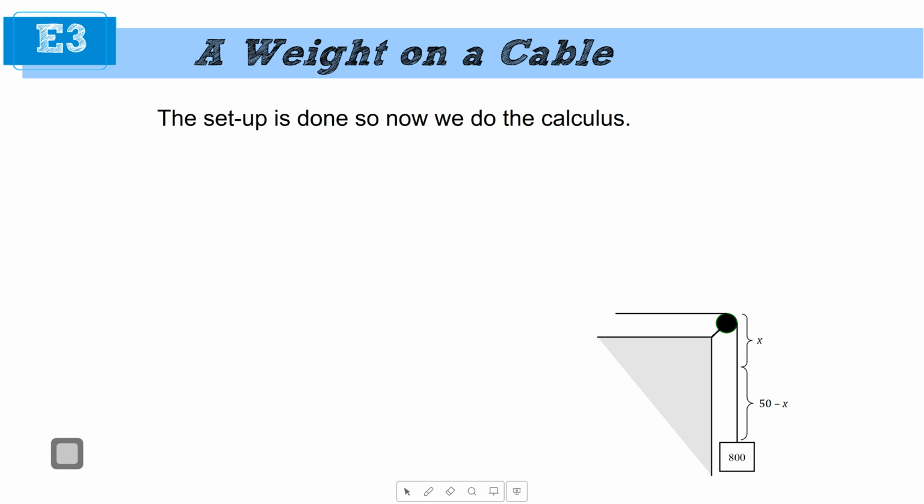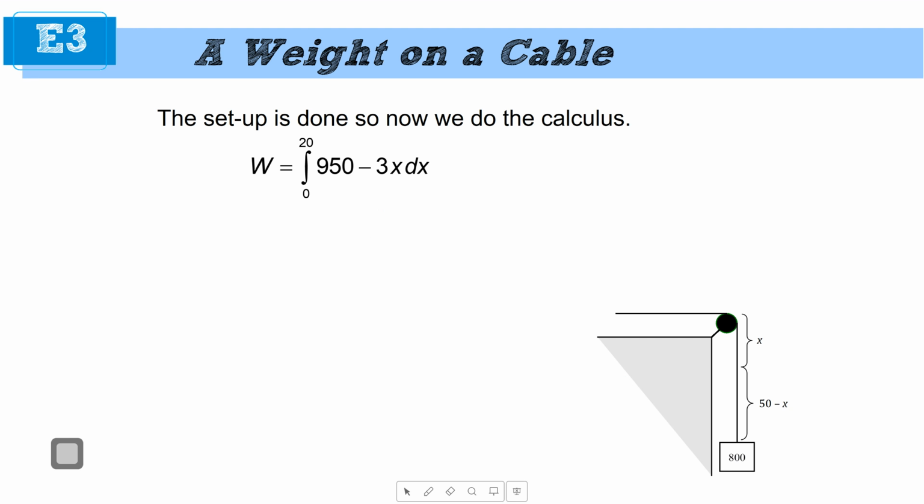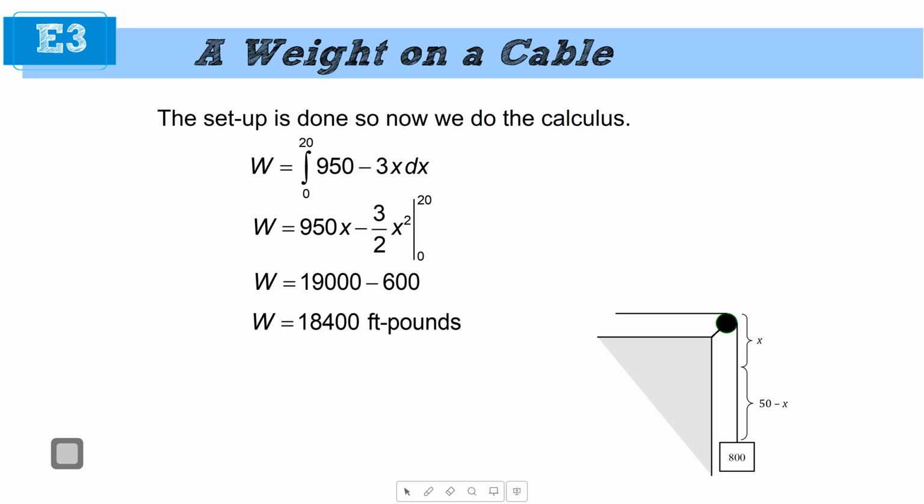If I go back to this, be a little clever here. You can add 800 and 150 right out of the chute. You get 950. Then take the integral, or I should say antiderivative, of 950 minus 3x. Those are easy peasy, plug and chug. 18,400 foot-pounds. Now I don't know about you, but I have no basis for work values. I assume that's a big work value, but I don't necessarily know.